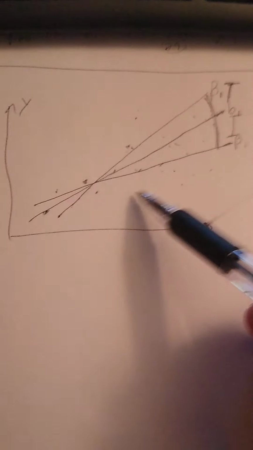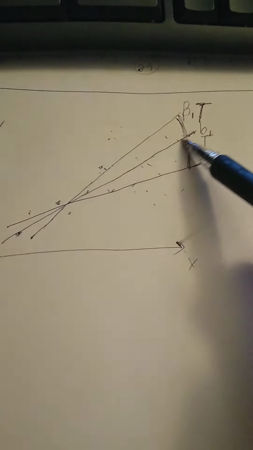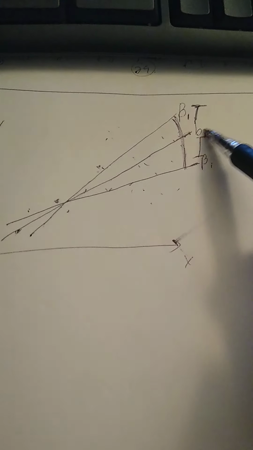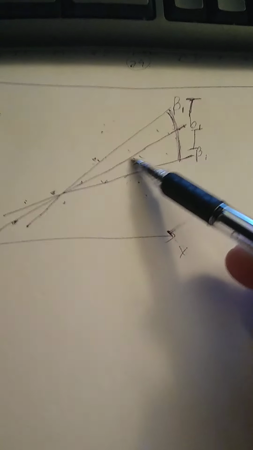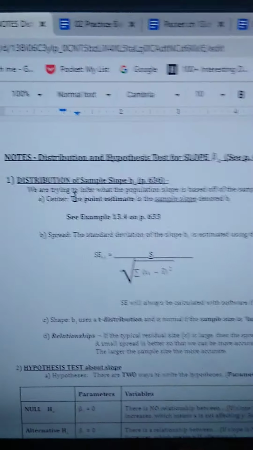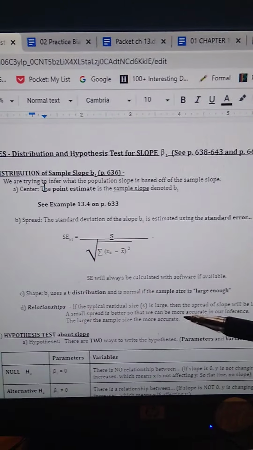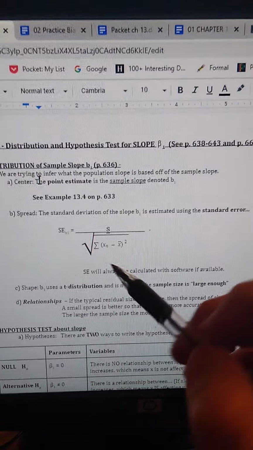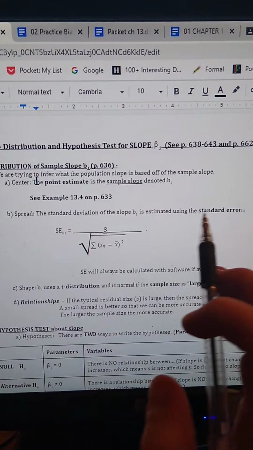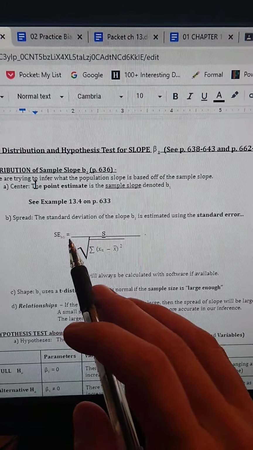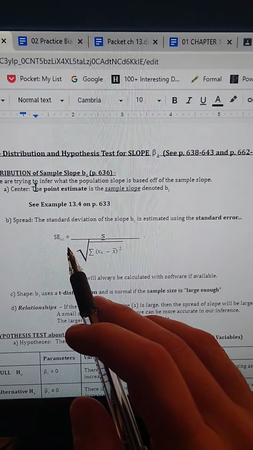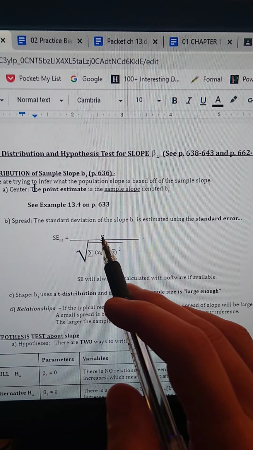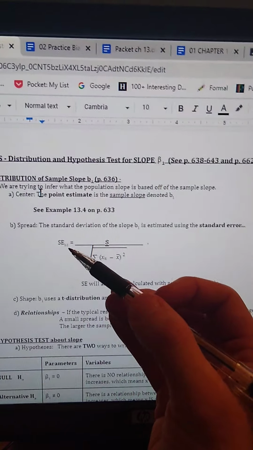So this line is the center. It's my best guess, the point estimate. The slope of this sample line is my best guess, the point estimate. Now the spread, how spread out could that be? It comes from a formula, the standard error, SE sub B sub 1. This is not typical residual size. It uses it, but this is not typical residual size.